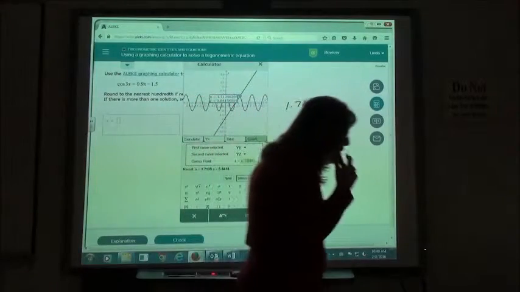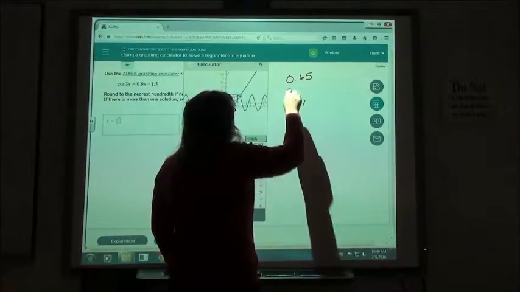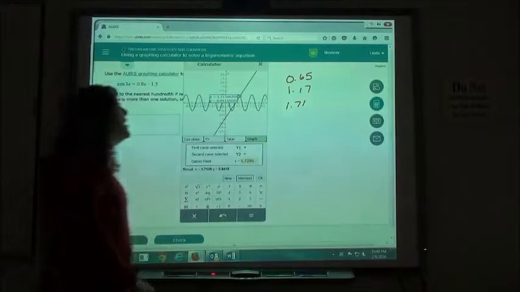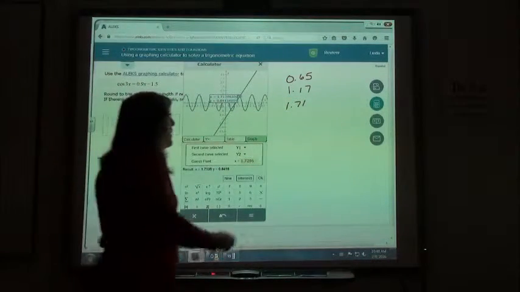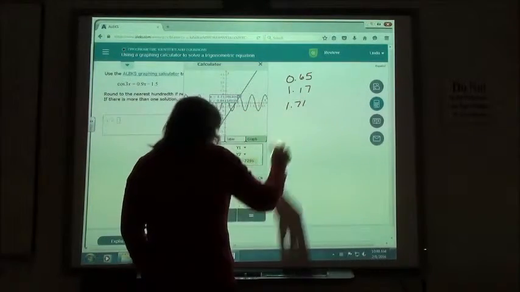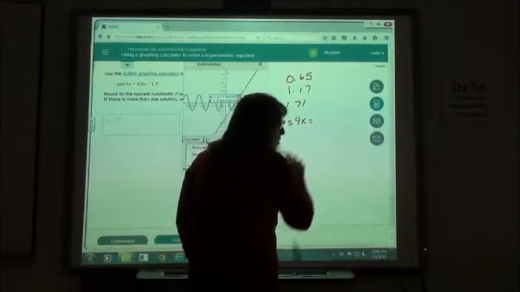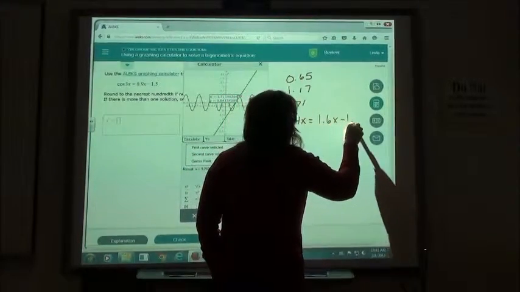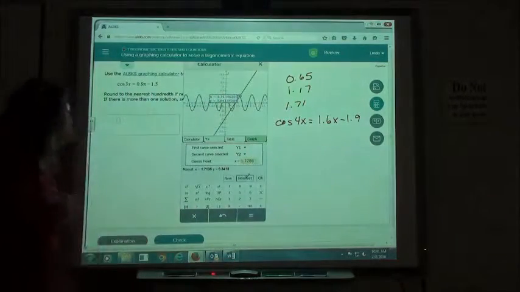So again, our three answers there, 0.65 was our first solution, 1.17 was our second solution, and 1.71 was our third solution. So for number 2, where we had the sine, or not the sine, we had cosine. Cosine of 4x equals 1.6x minus 1.9. Those would be the 3 points that those two equations would have in common.